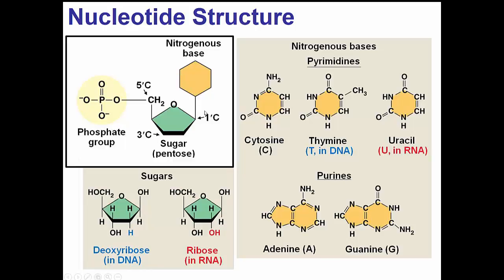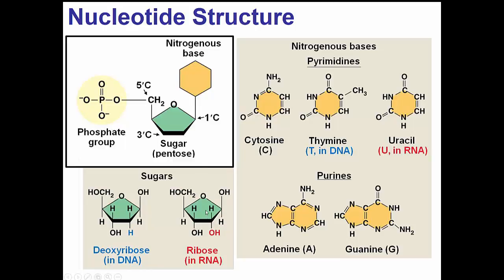The second piece is a 5-carbon sugar. In the case of DNA, this 5-carbon sugar is deoxyribose. In the case of RNA, this 5-carbon sugar is ribose. The only difference between these two sugars is what is bonded to the 2' carbon. These carbons, remember, we number starting to the right of the oxygen. This is the 1' carbon, and we use primes here just to differentiate because the carbons of the base can be numbered as well. So the 1' carbon is what the nitrogenous base is attached to here.